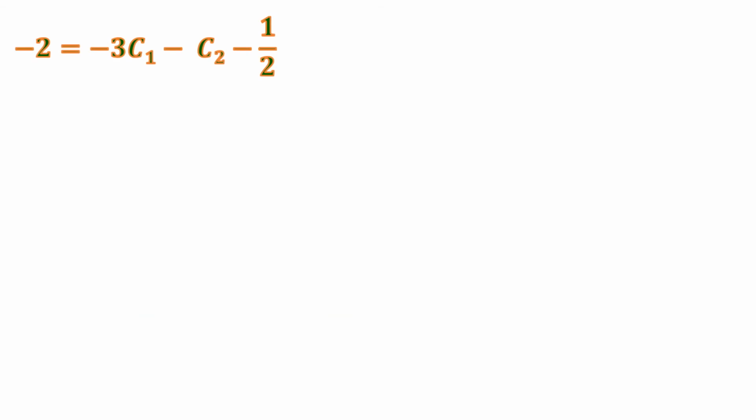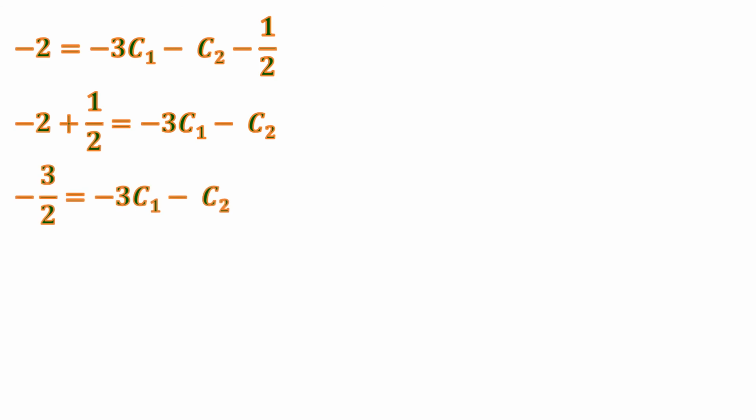So let's copy it because we don't have enough space, and let's transpose. Combined, we'll have negative 3 halves. And then we divide all by negative 1 to make it positive. So this is the equation, another equation we needed to solve for the constants c1 and c2.